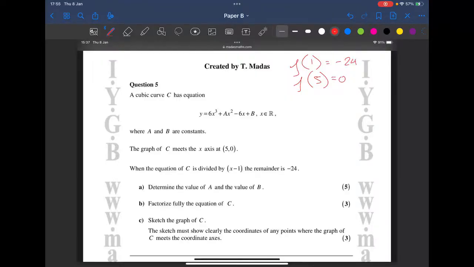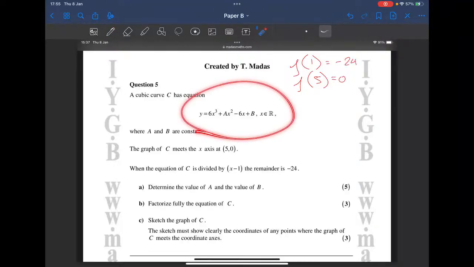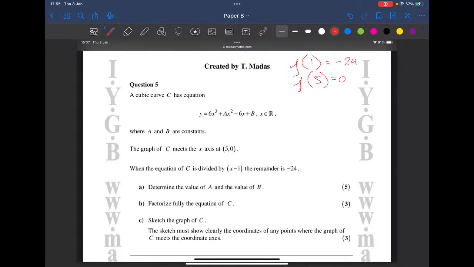So plugging in the 1 is nice and straightforward. You just add up all the coefficients. So we should get that 6 plus a minus 6 plus b is equal to minus 24. So we can cancel those 6's off. We get that a plus b is negative 24.